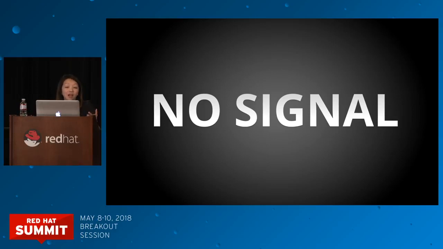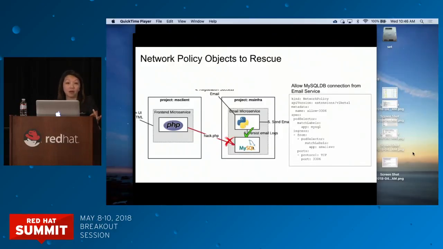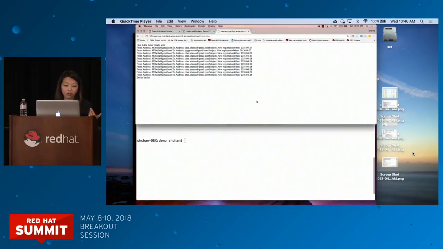So we have the network policy object to help us restrict the traffic. Here, I have an ingress policy that looks up the labels on my pod. I would want all my pods that have the label email service to only access pods that have the label MySQL, right? So let's take a look at how we're doing this.